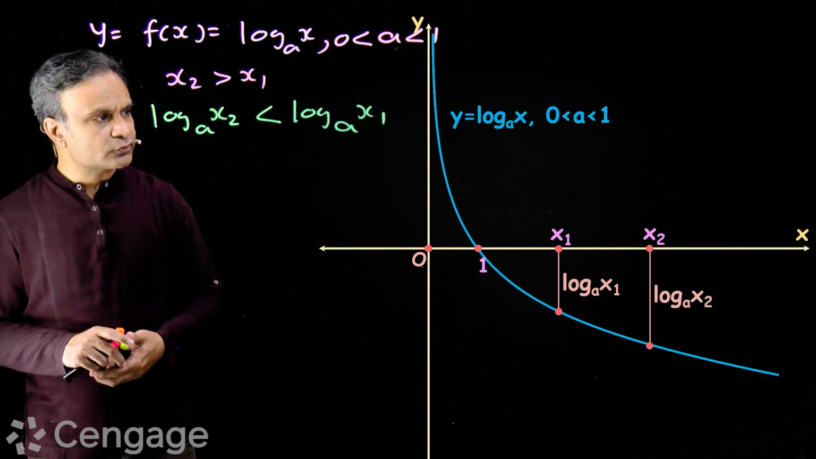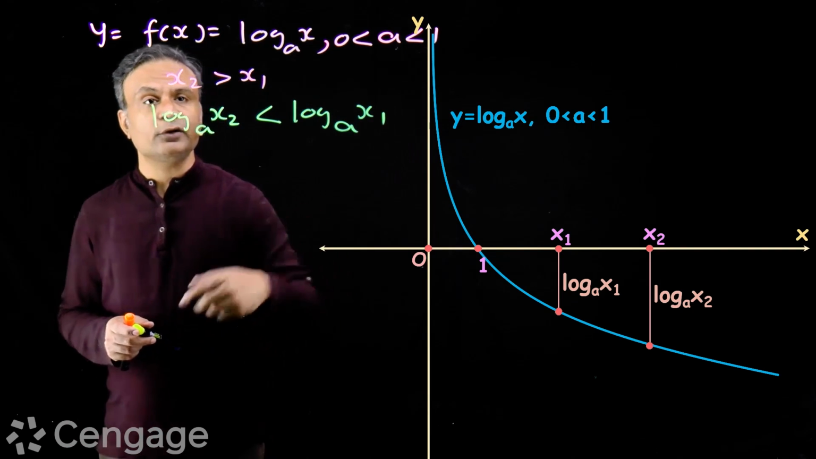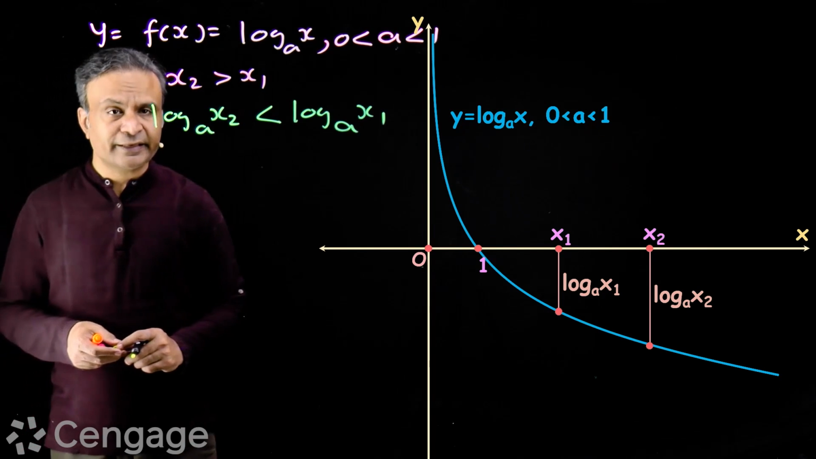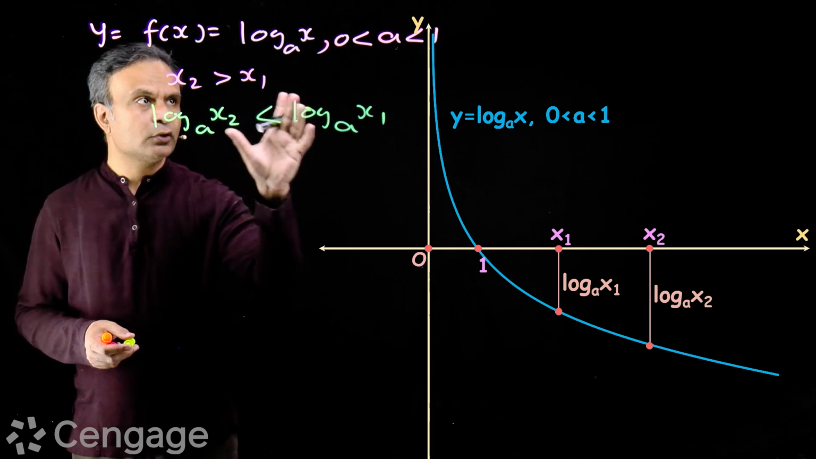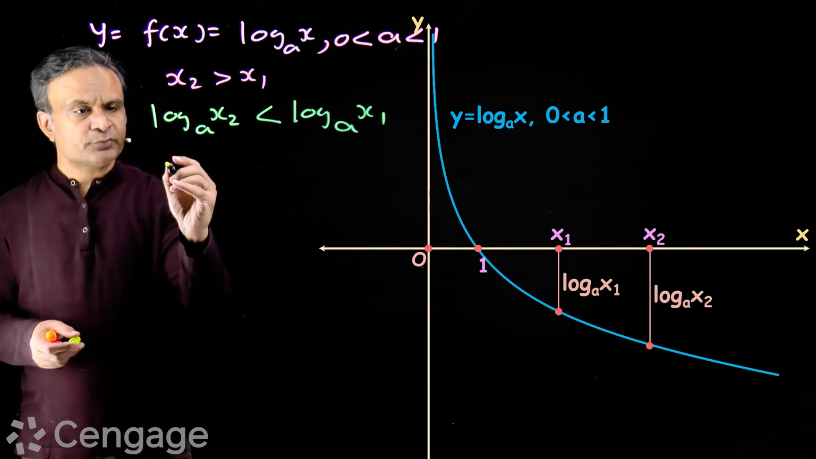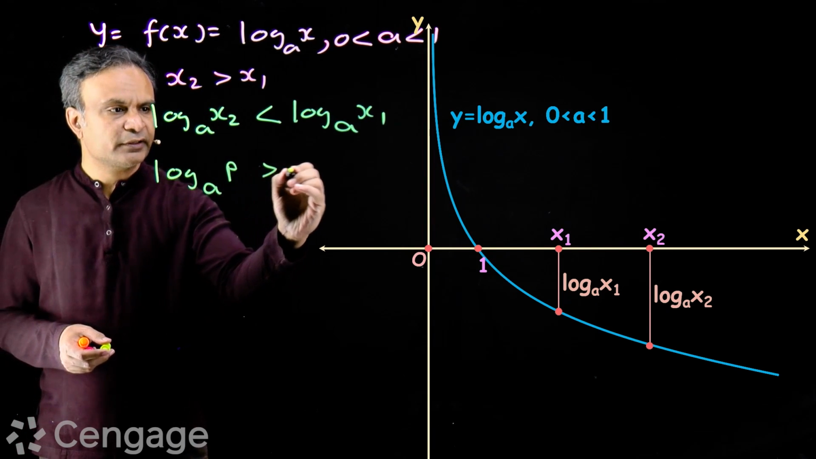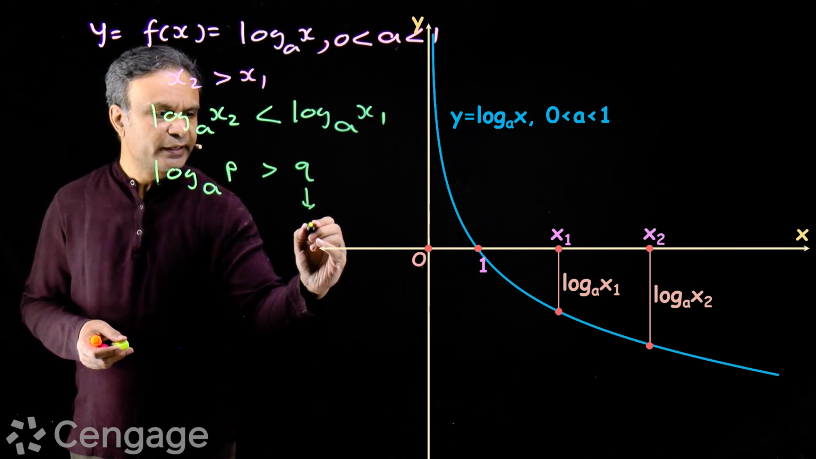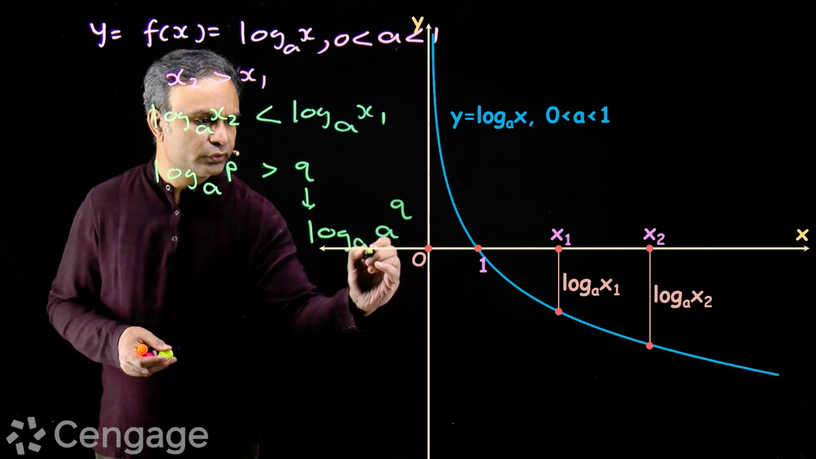Function decrease कर रहा है तो जब आप x की वैल्यू को increase करेंगे तो logarithm का वैल्यू decrease होगा. ठीक है. तो यहाँ पे inequality reverse हो रहा है. Inequality gets reversed. So this is inequality of log when base a is less than 1. Now suppose we have log of p to the base a greater than q. Now again we can write q as log of a power q to the base a.